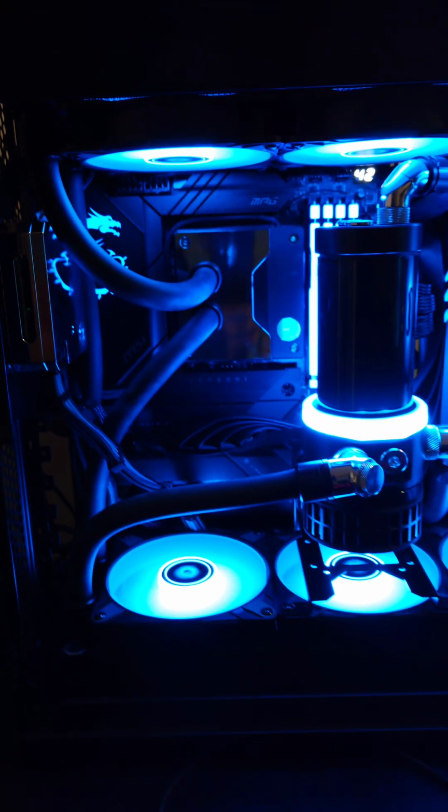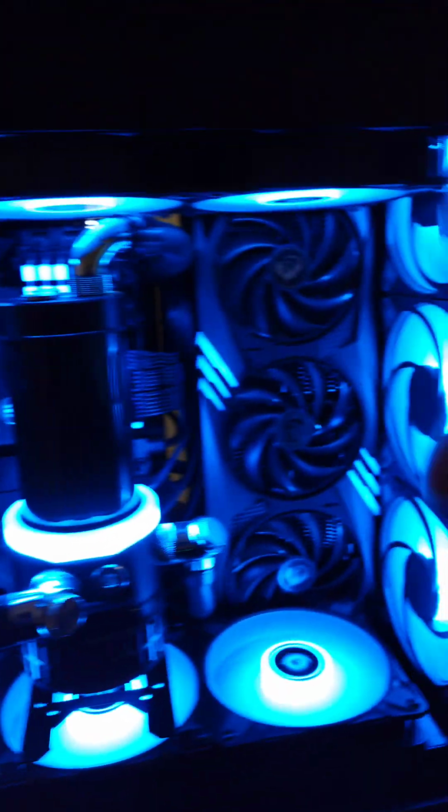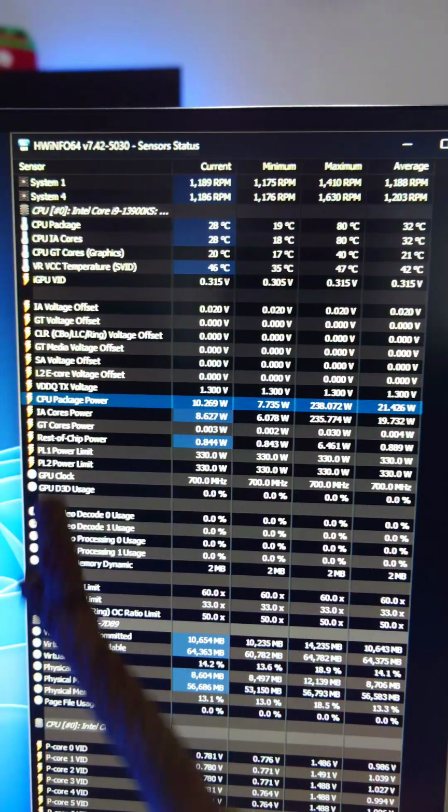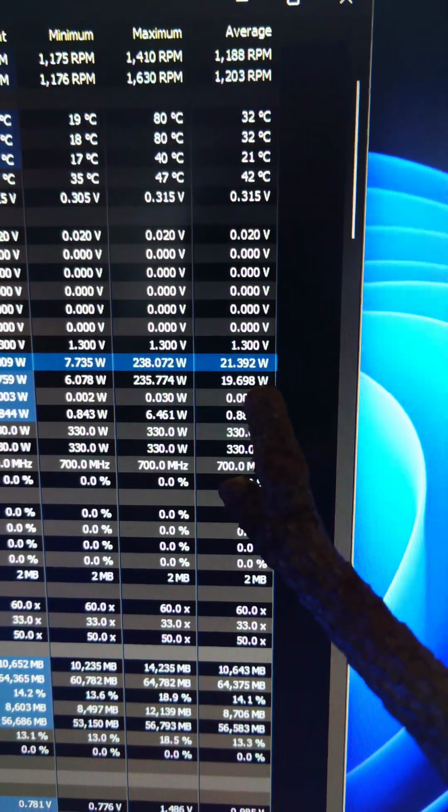And during that same 10 minutes of being idle, the 13900KS system with 64 gigs of RAM and an RTX 4080 right here, the 13900KS processor has actually been idling around an average of 21 watts.